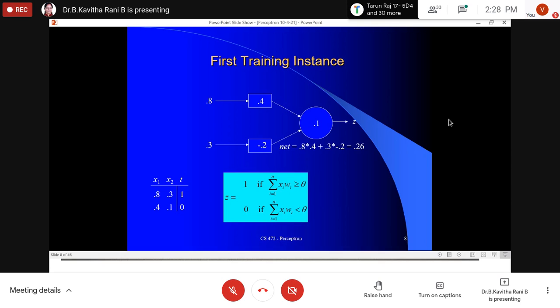Okay, and 0.8 and 0.3 are the values we already have, the first row values. So we have given x1 and x2 values. With that we are giving two weight values. 0.1 is the threshold value. So we have taken some threshold value. Okay, so 0.1. So what is happening here? For the first row we have got 0.26. Is 0.26 greater or smaller?